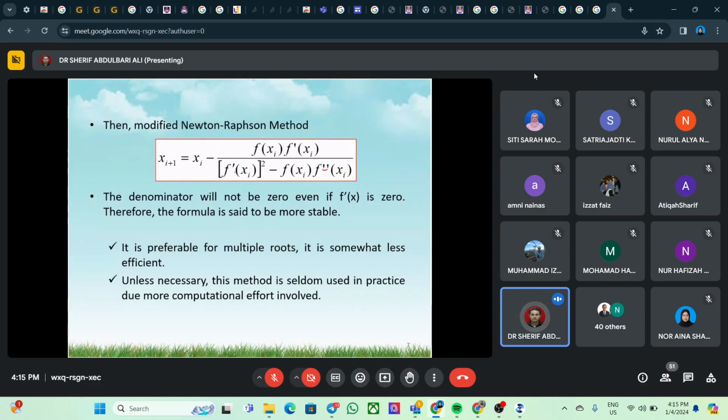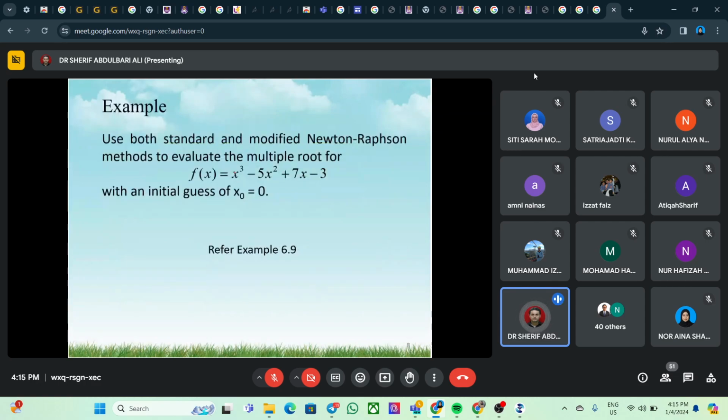Because you need to find the first derivative, and also the second derivative, it is seldom used, the modified Newton-Raphson equation. Okay, let's see how we can solve this modified Newton-Raphson using this example in here.